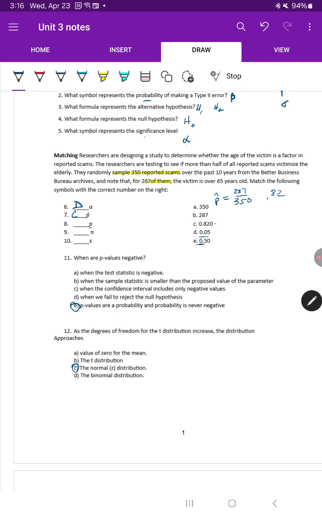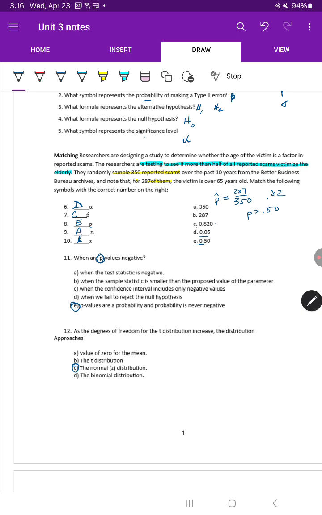Then the question is p. p is what our hypothesis is testing. So what is the question that we're asking? The researchers are testing, there's our keyword, to see if more than half of reported scams victimize the elderly. So that means for p, we're asking if that is greater than half or 50%. That's why our p answer is E. n is our sample size, which is 350. And x is the number that said yes, so that's going to be our B.